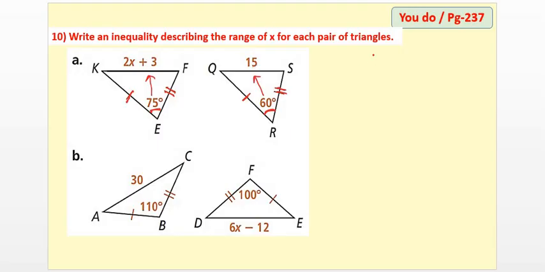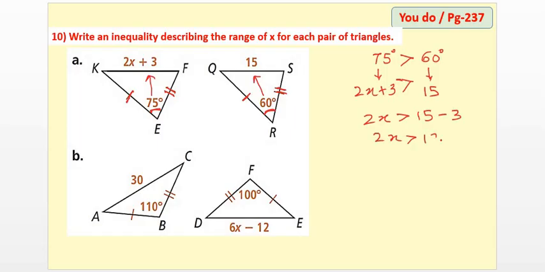Clear? Because the included angle 75 is greater than this included angle, the side opposite to it, 2x plus 3, will be greater than the side that is opposite to 60, that is 15. Clear? And now we can find the value of x very easily. Keep this 2x over here and move the 3 to the other side. That will change into -3. So we will have 2x greater than 12, and now divide each side by 2. So we will get x is greater than 6.